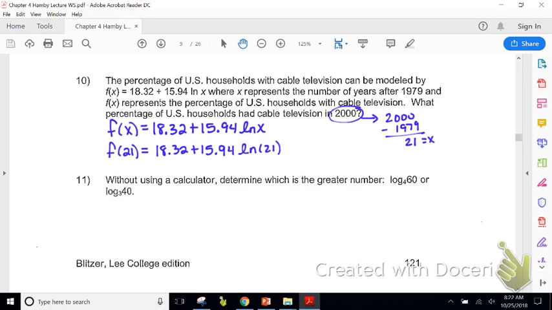And I have the natural log button on my calculator, right? So I can just type that in. So let's do that. So what did you say you got? 66 point, about 8.5, and it's percent, right? Because it was a percentage of U.S. households.